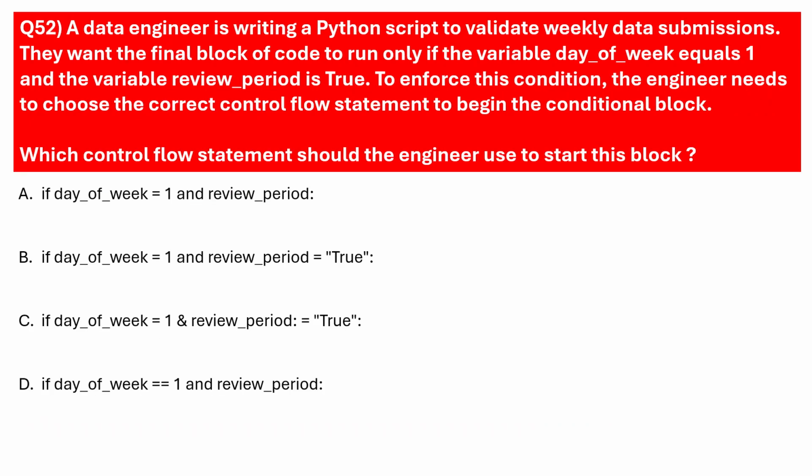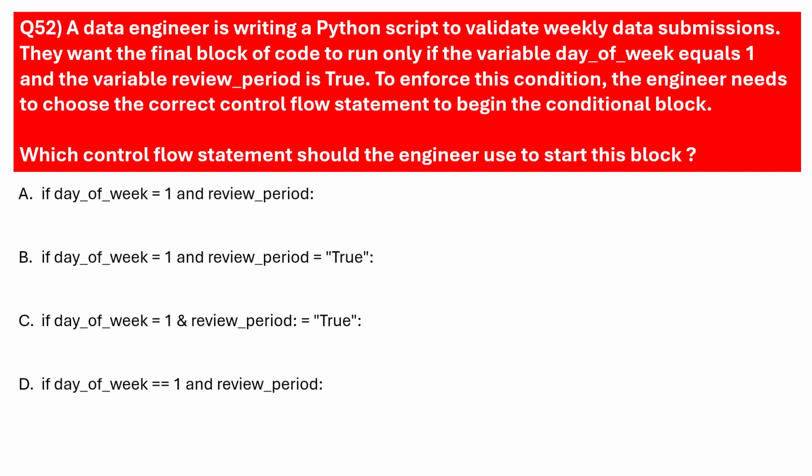Q52. A data engineer is writing a Python script to validate weekly data submissions. They want a final block of code to run only if the variable day_of_week equals 1 and the variable review_period is true. To enforce this condition, the engineer needs to choose the correct control flow statement to begin the conditional block. Which control flow statement should the engineer use to start this block?